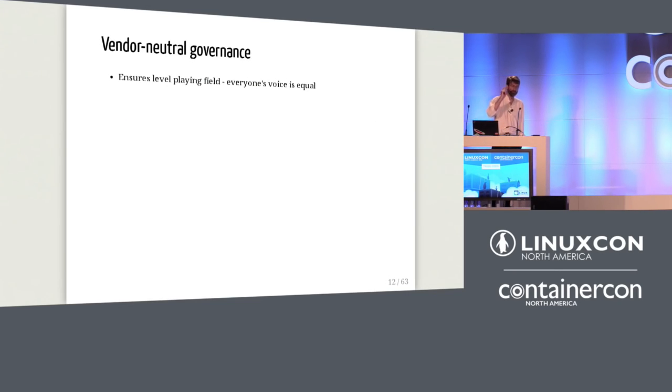Now, going back a few points, vendor-neutral governance is very important in open source projects. This is also something that we feel very strongly about at the Apache Software Foundation, which is the other half of my life, my off-work life. Vendor-neutral governance ensures that everyone's voice is equal. Now, in my day job, I work at Red Hat, and we are one of the four or five largest companies that's involved in OpenStack. And it's very important to the small players that we don't just force our opinion on everybody.